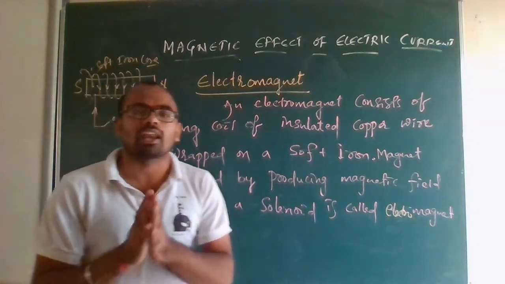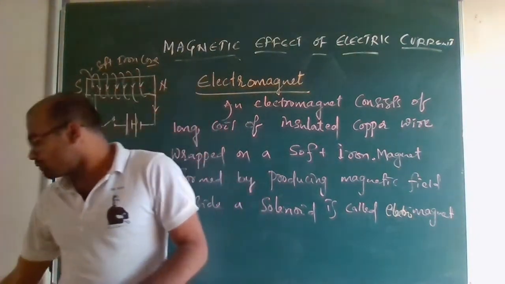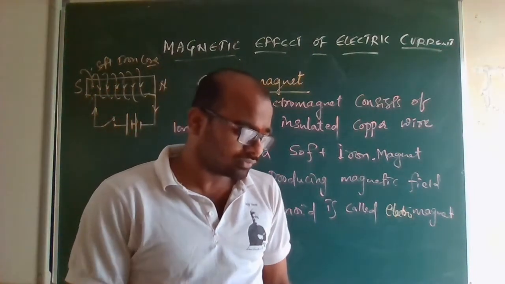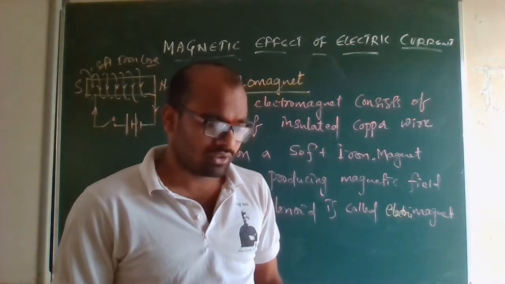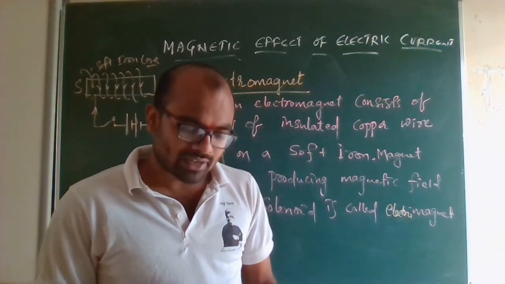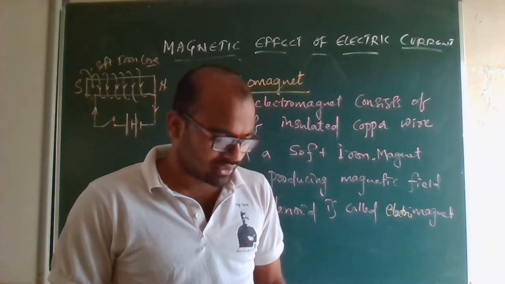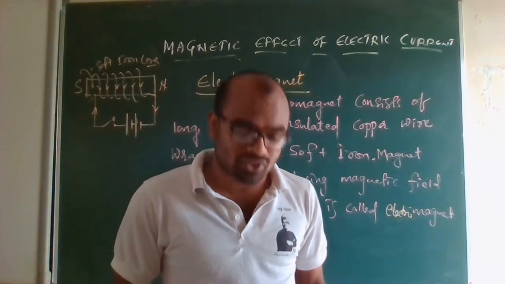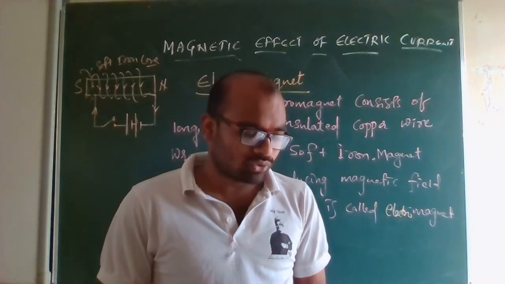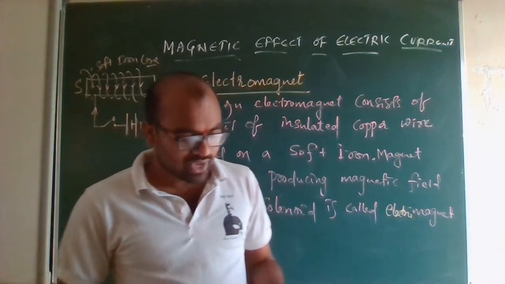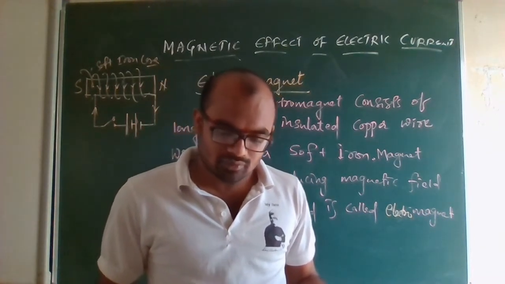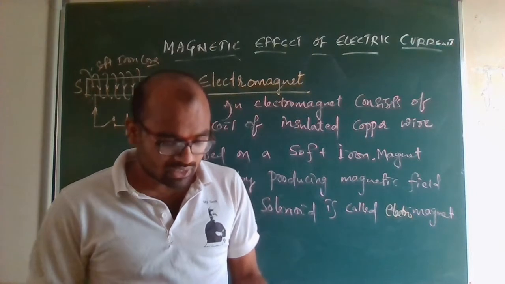It is called an electromagnet. So, up to what we have discussed in this chapter: the magnetic effects of electric current, magnetic field and field lines, magnetic field due to a current carrying conductor, magnetic field due to a current through a straight conductor, right hand thumb rule, then magnetic field due to a current through a circular loop, then properties of magnetic field lines, then magnetic field due to current in a solenoid.